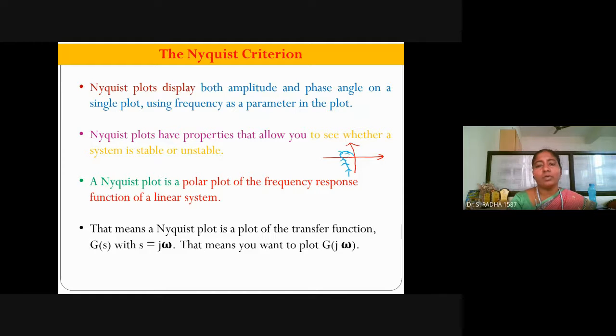Now what I have to do: inverse polar plot, the opposite, the mirror image with respect to x-axis. Do it with a dotted line, and give the arrow mark outward. So it is starting from the positive y-axis and ending in the third quadrant. The arrow mark is opposite.